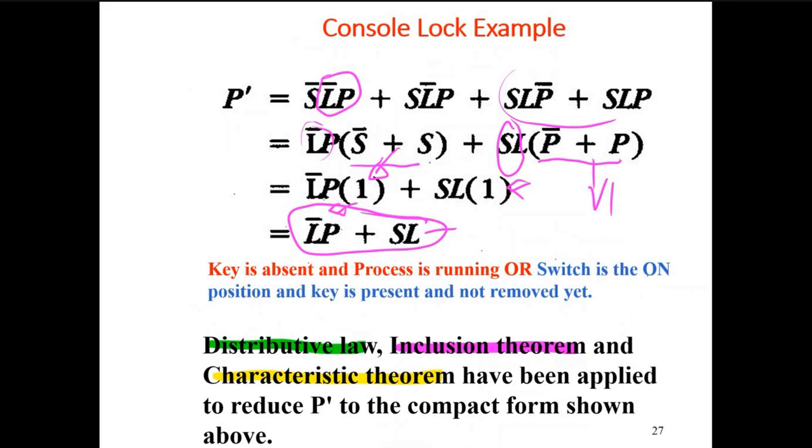Okay, so the actual meaning, you can check to see whether this equation makes sense, because as I said before, if your truth table is not correct, you may not land up with this equation, you may land up with another equation. So you should check by looking at it to see whether it makes sense. Okay, so what is the right hand side telling you? Key is absent and the process is running. That's the first term. Key is absent and the process is running.